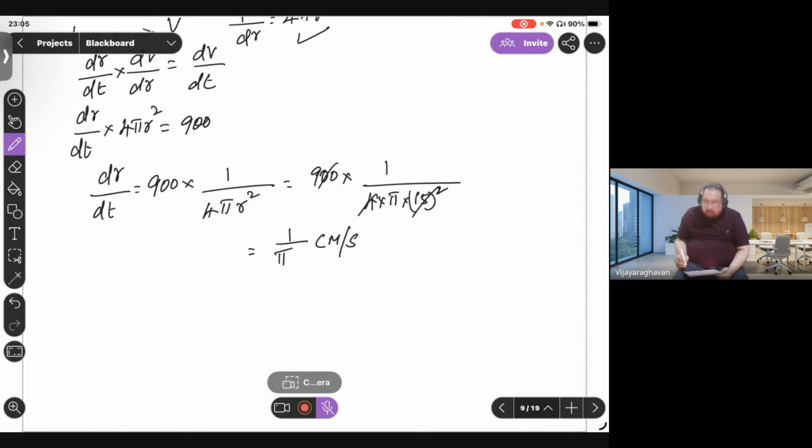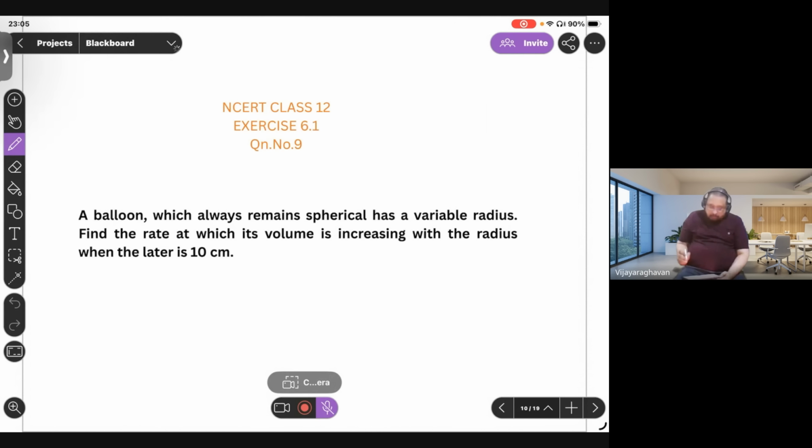This is radius, no? So 1 over pi centimeter per second. This is the answer. Next, a balloon which always remains spherical has variable radius. Find the rate at which volume is increasing with radius. Here, you see, very important, time is not given. So you can differentiate, find the rate of volume with respect to radius and leave it. Fine. This is how we should solve this question.